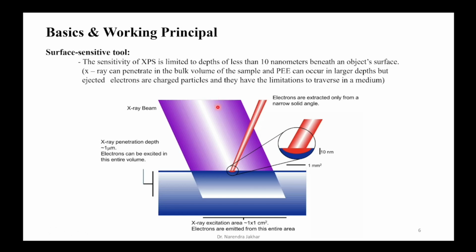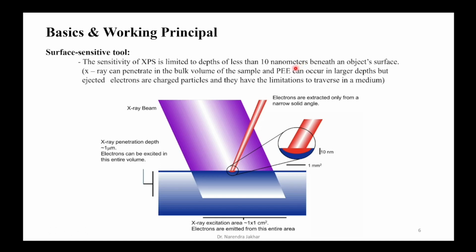So, basics and working principle. This is what we already talked about: this is a very surface sensitive tool. The sensitivity of XPS is limited to depths less than 10 nanometers beneath an object's surface. Don't take it as a disadvantage of XPS that it is limited to 10 nanometers of depth of the sample surface. This is an advantage. How does this become an advantage?